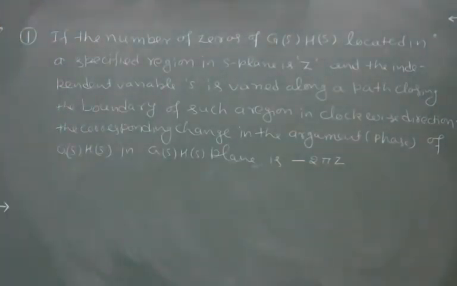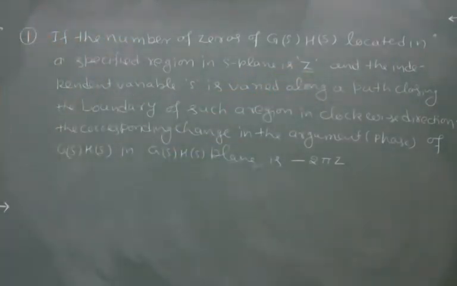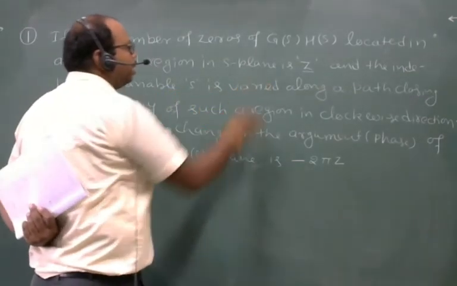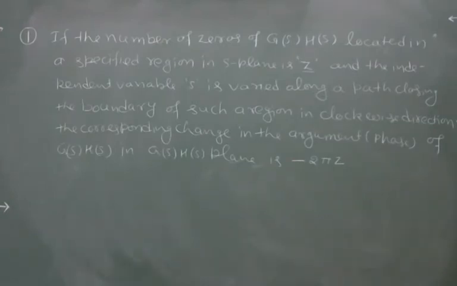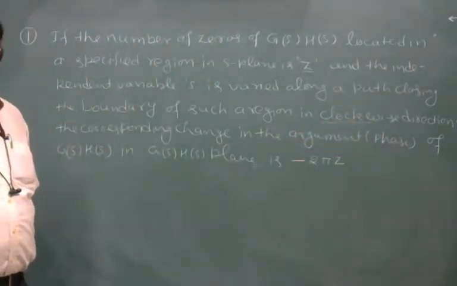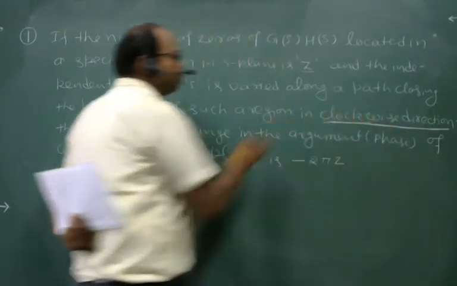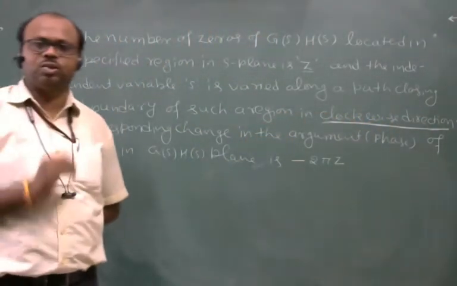If the number of zeros of G(s)H(s) in a specified region in S plane is Z, and if no pole is there inside this specified region, and the independent variable S is varied along a closed path making a boundary of such region in clockwise direction, there is a focus on this clockwise direction.